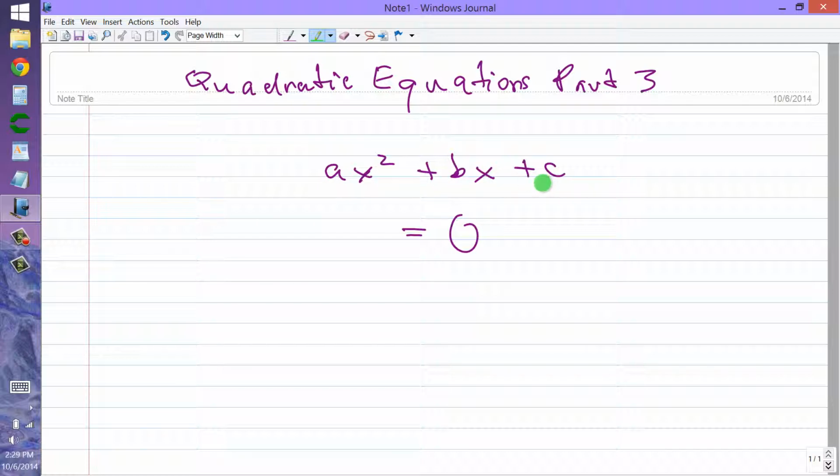ax squared plus bx plus c equals 0. Now remember, a, b, and c are real numbers. That means numbers like 3, the square root of 7, let's just say the exponential constant e, or even 0, negative 4, negative 63 divided by 5. Any of those are real numbers as opposed to imaginary or complex numbers.